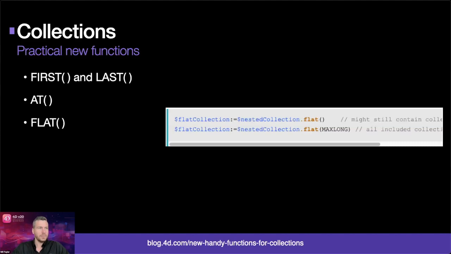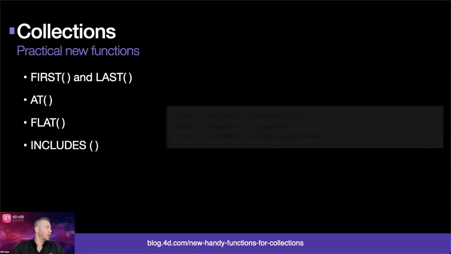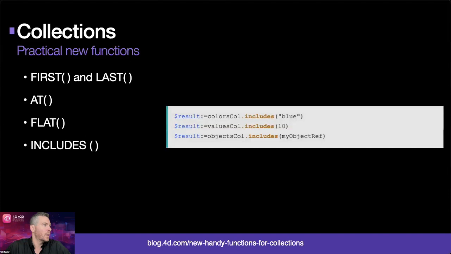So super cool. Includes: the includes function is handy because it allows you to know if a collection contains a specific element of almost any type: text, number, Boolean, or date, the null value, and even references to objects or collections. So you can use that to check to see what you have.